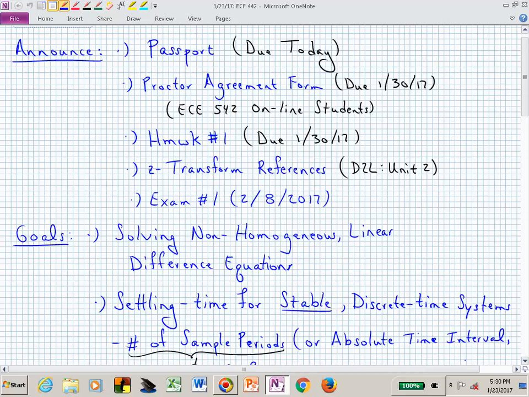Z-transform references, which is where we're headed in unit number 2, are now available. If you want to start reading ahead, you can. Those are available in unit number 2, on the content page of D2L.